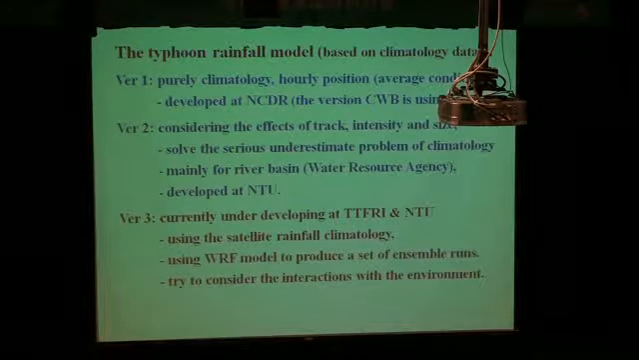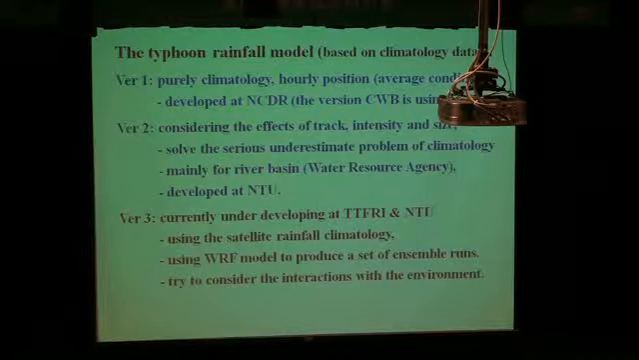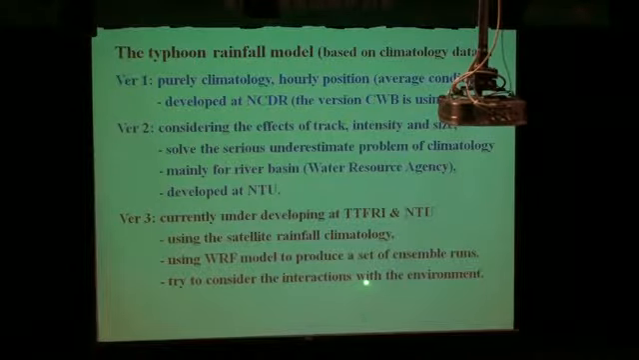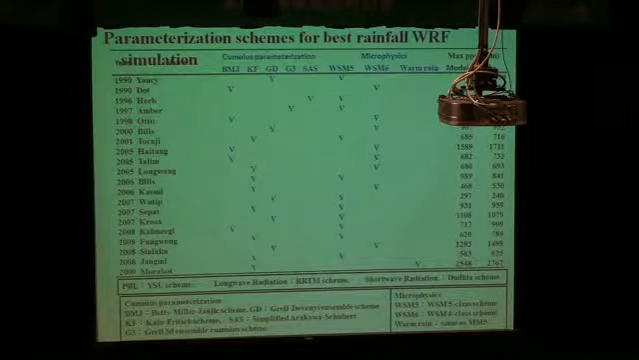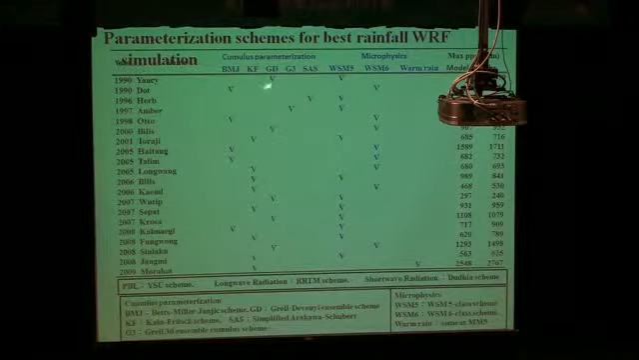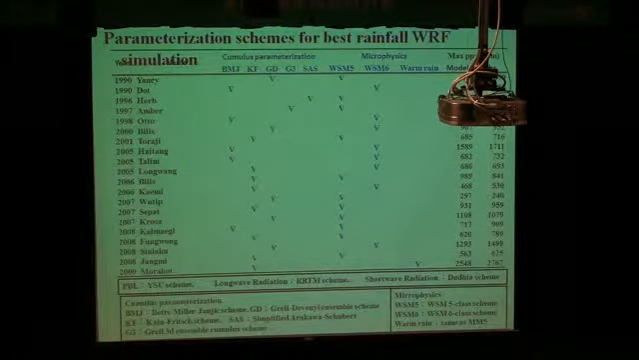And then we also try to use the WRF model to produce a set of ensemble runs, and then we will try to consider the interactions with the environment. This is some of our model ensemble runs. We have done the westward moving typhoons using WRF to do the simulations, and this shows the best simulation result for rainfall.